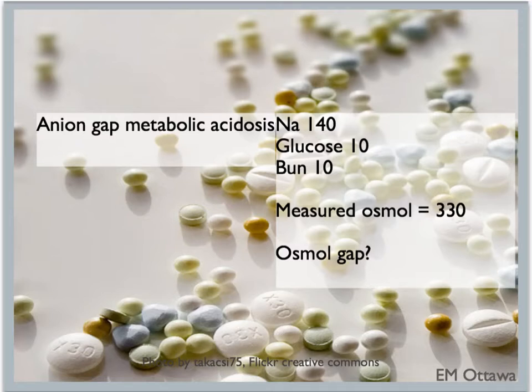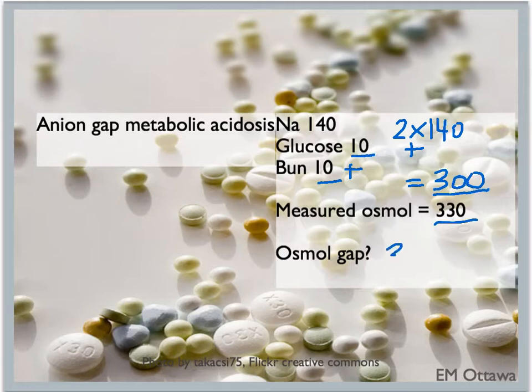Let's go back to our patient. He has a sodium of 140, glucose of 10, and BUN of 10. What is the calculated osmolality? That's right. So it should be 2 times 140 plus this 10 and this 10, and therefore give you 300. If the measured osmolality is 330, what is the osmolar gap? And hopefully you figured this out, and that's the difference between the calculated osmolality, the 300, and the measured osmolality, giving it a gap of 30.